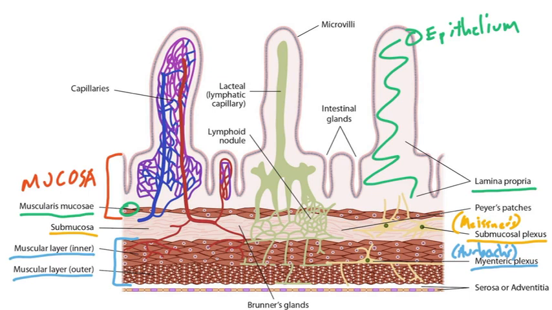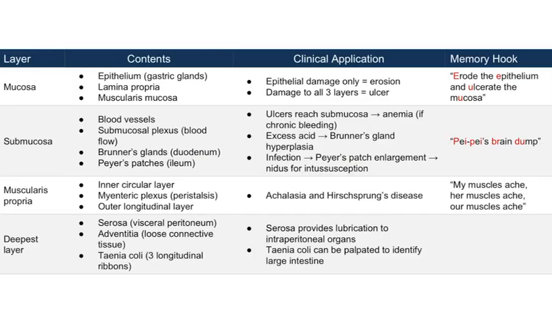And lastly, the most superficial portion of the gut wall is the serosa, or the adventitia, and we'll explain how to know the difference. Now here's a table covering each layer of the intestinal wall. And let's start with the top layer, the mucosa.